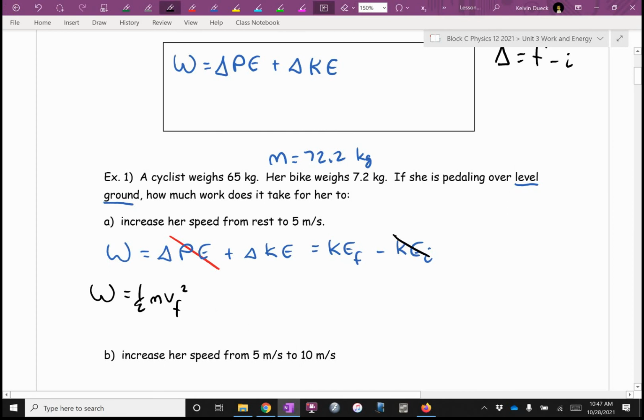Does the m cancel here? No, and it shouldn't. It takes more energy for a heavy person to get up to this speed on a bike than for a little kid to get up to this speed on a bike. There's a reason why little kids can run around like crazy and never get tired. They're just not burning as much energy, so they're generating less power. Power is tiredness. They're doing less work, so their work over time is less than our work over time. 0.5 times 72.2 times 5 squared.